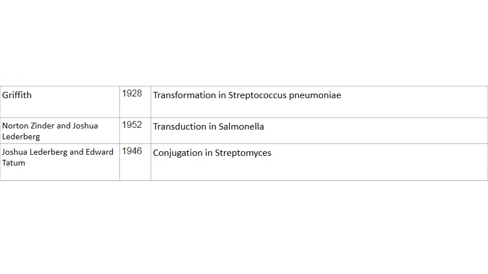To summarize, these three contributions are very important. First is Griffith's contribution in 1928, the transformation principle, which was work on Streptococcus pneumoniae. Then the work on conjugation by Joshua Lederberg and Edward Tatum, who worked on bacteria. Then the third work was on transduction in Salmonella by Zinder and Joshua Lederberg in 1952.